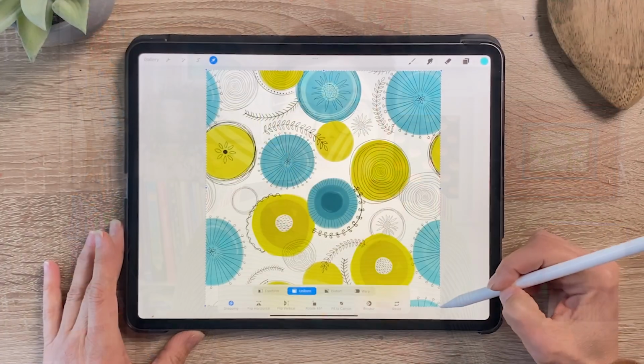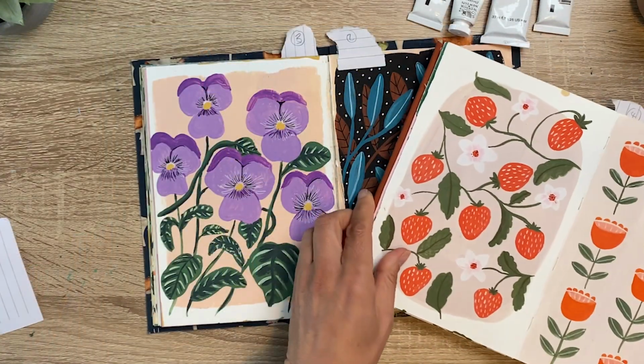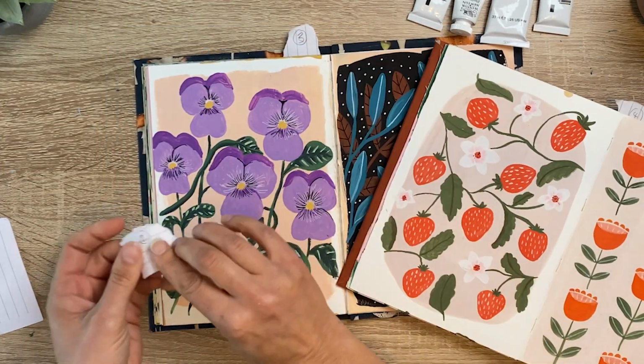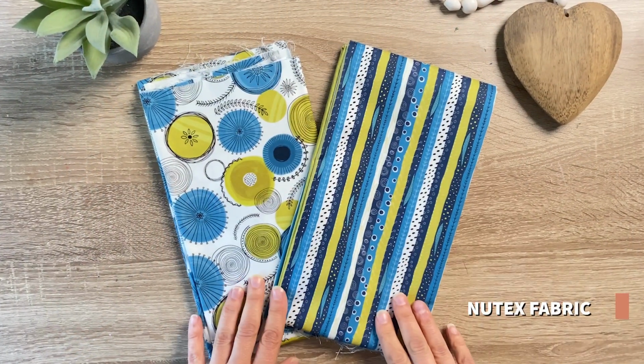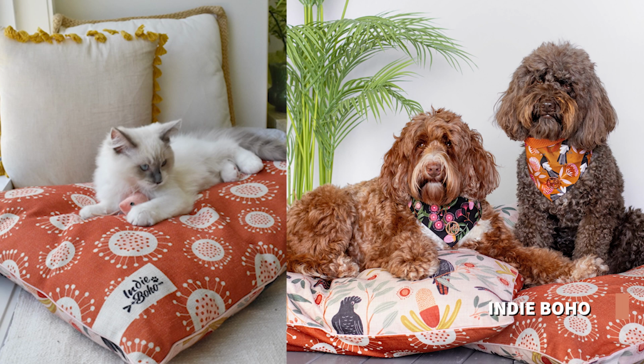My creative journey revolves around patterns, whether crafted digitally or through traditional means. I am utterly captivated by the process of transforming my art into intricate patterns and then seeing them come to life on products such as fabric, wallpaper, or many other surfaces.